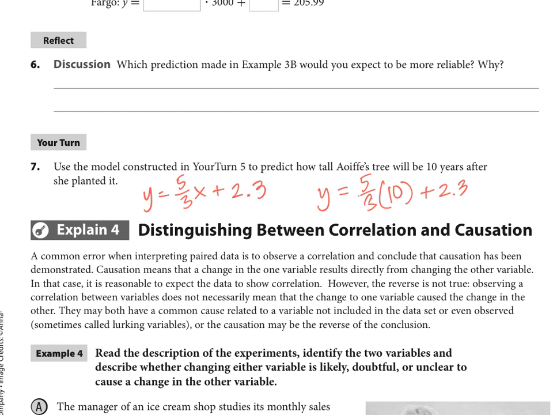Okay, and that's going to be it for this lesson. I'm going to cut it a little bit short because the last part of this, you could read through. It's just determining if the change in one variable is actually caused by the change in the other variable. That's not something we're going to look at that closely, but it is good stuff to know.